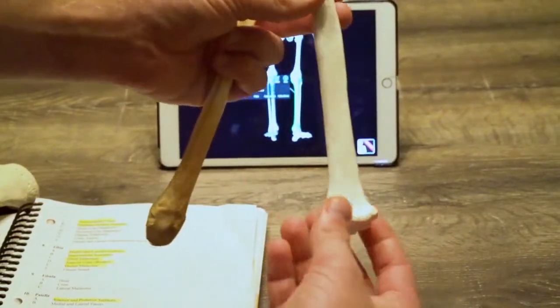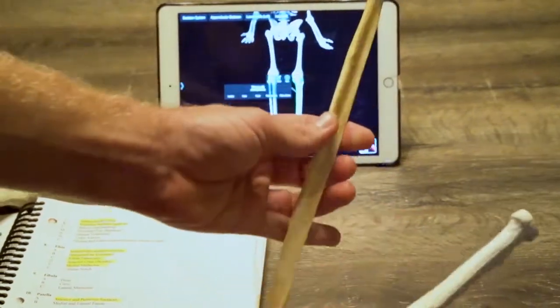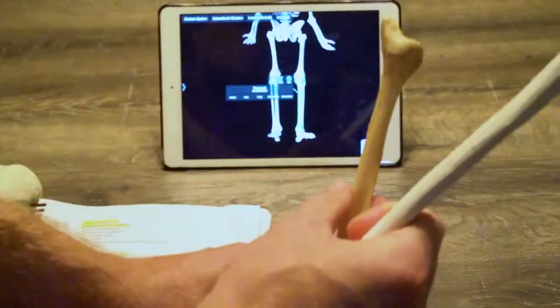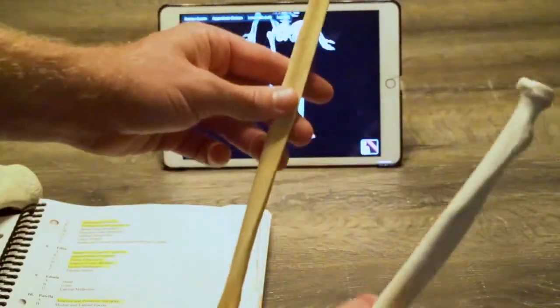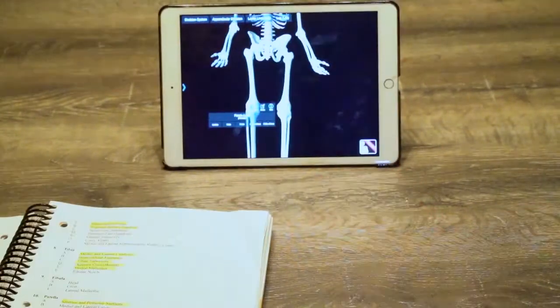Okay, also with the radius, it comes out a little bit wider at the bottom here. Well, with the fibula, it's pretty much uniform all the way through. It's like a very long baton. Each side's a little different, but it looks different from the radius if you just take the time to look at the differences.